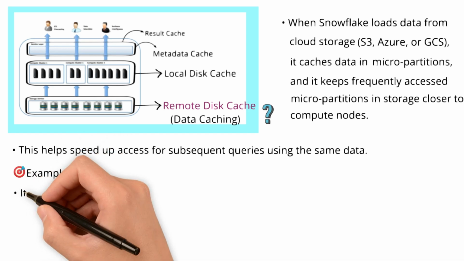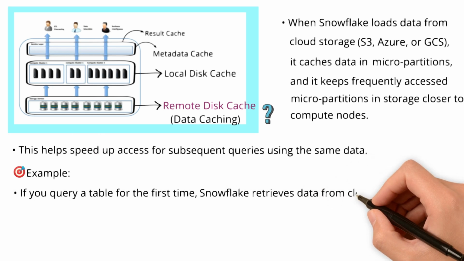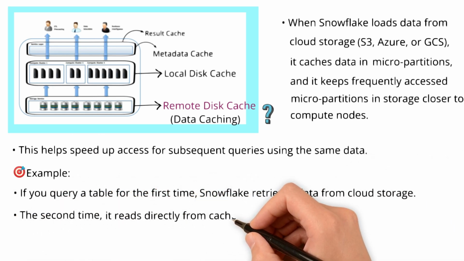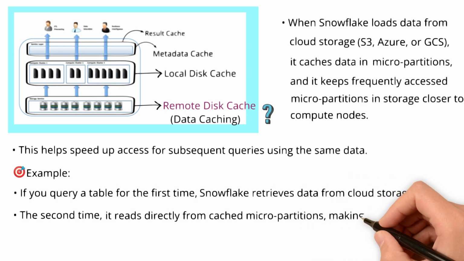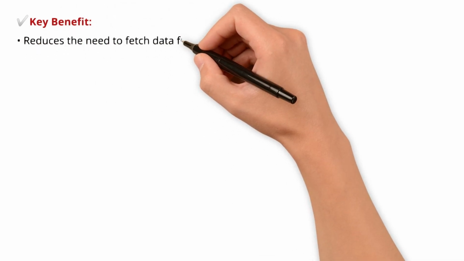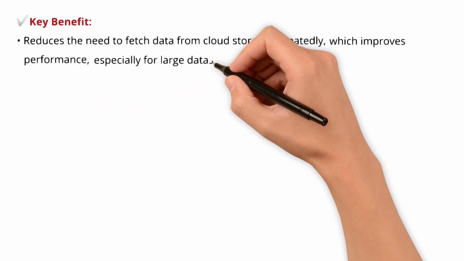For example, if you query a table for the first time, Snowflake retrieves data from cloud storage. The second time, it reads directly from the cached micropartitions, making it much faster. So the key benefit? It reduces the need to fetch data from cloud storage repeatedly, which improves performance, especially for large data sets.